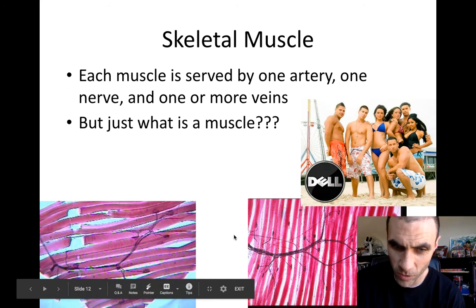So what you're seeing, this is a cool little picture. I love this picture. It's a nerve with little endings innervating individual, well, these would be muscle fibers. Okay, we'll talk about that.